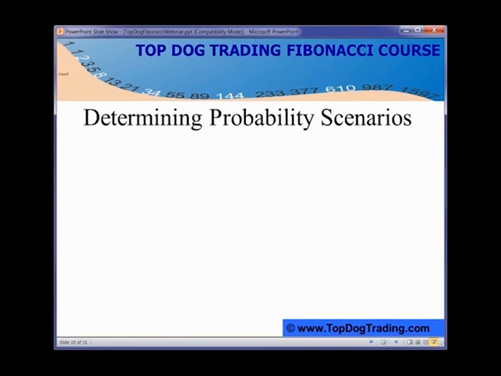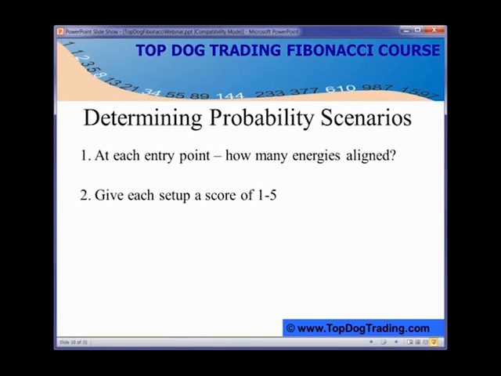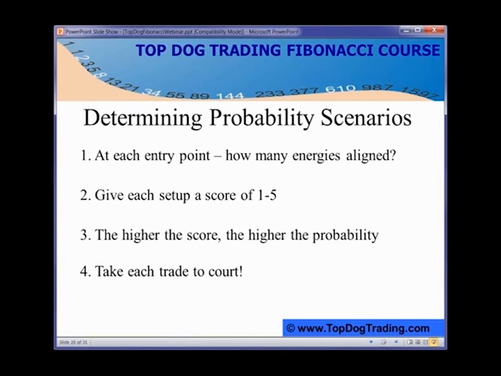So the key element here is that trading is all about determining a probability scenario that favors you. And the way I do that is at each point, or potential entry point, I should say, I ask myself one simple question. How many of those 5 energies are aligned saying buy or sell at the exact same moment? Based on that, I give it a score of 1 to 5, obviously. The higher the score, the higher I consider the probability of the trade.